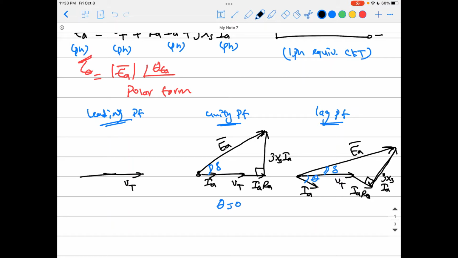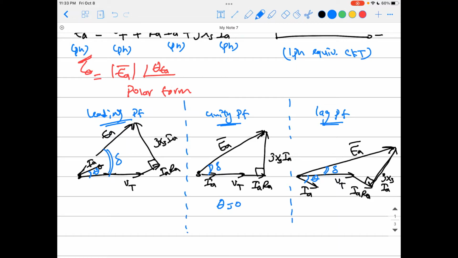For the leading power factor, it looks something like this. The terminal voltage is right here, and now IA will be on top like that. The angle theta between the terminal voltage and the current is positive because it's a leading power factor. So IA RA will have the same direction, and that is jXS IA, and the summation of them will be EA. And again, that is the power angle or load angle delta. Okay, guys?